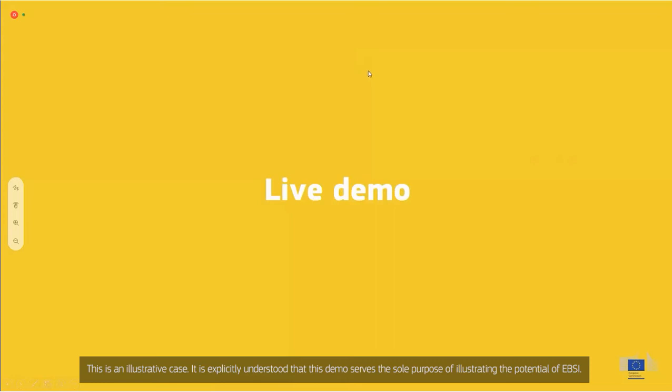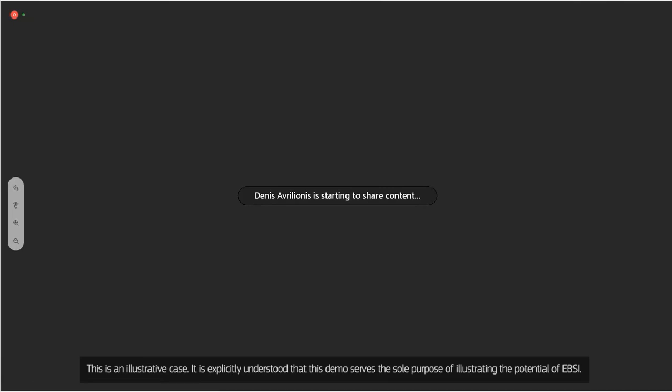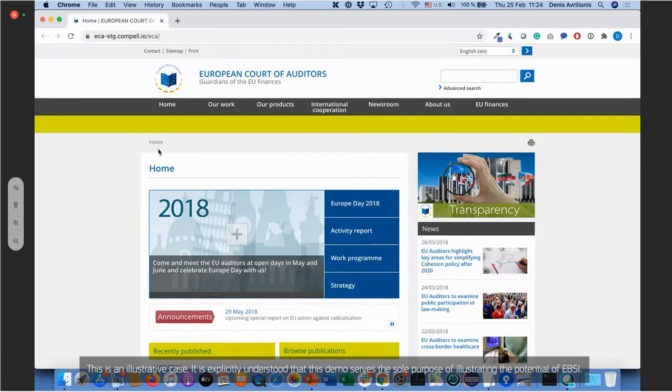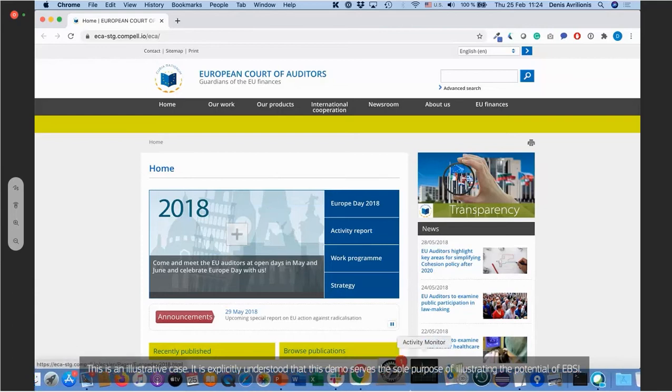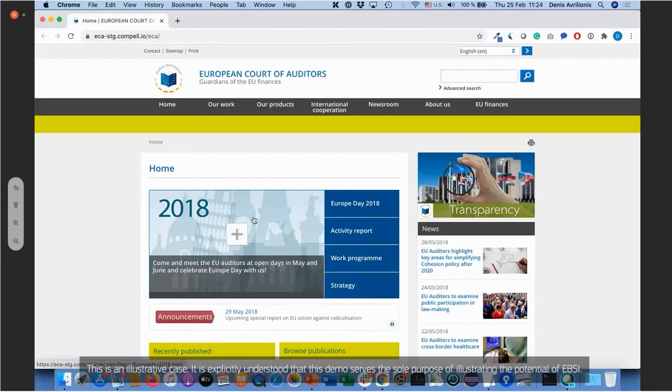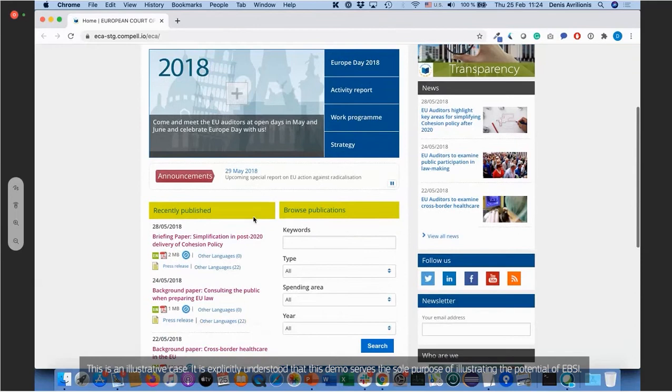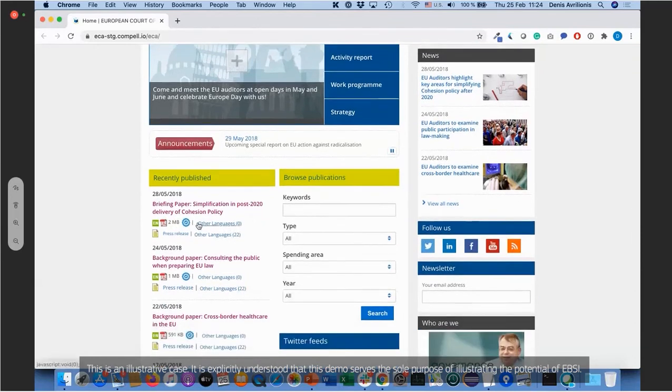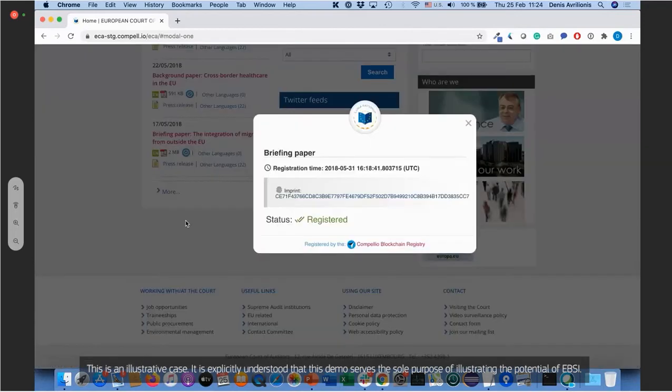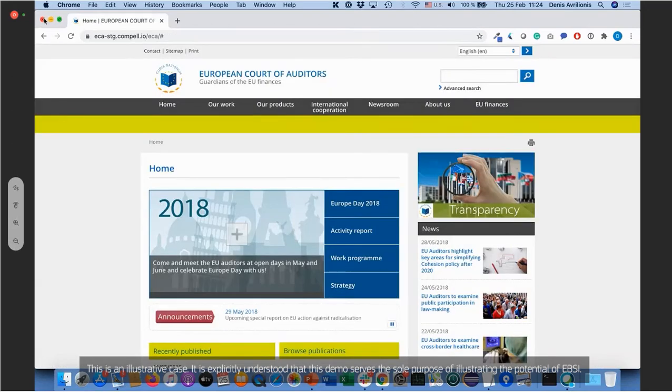Yes, indeed. Thanks, Mirko. So what I'm going to show you here is, of course, a pre-production system. We're simulating the website of the European Court of Auditors. And as Mirko explained before, together with the possibility of downloading a document, there is a badge that actually indicates that this document has been notarized on the blockchain. So, okay, I have to switch from the pre-production environment to the other system.